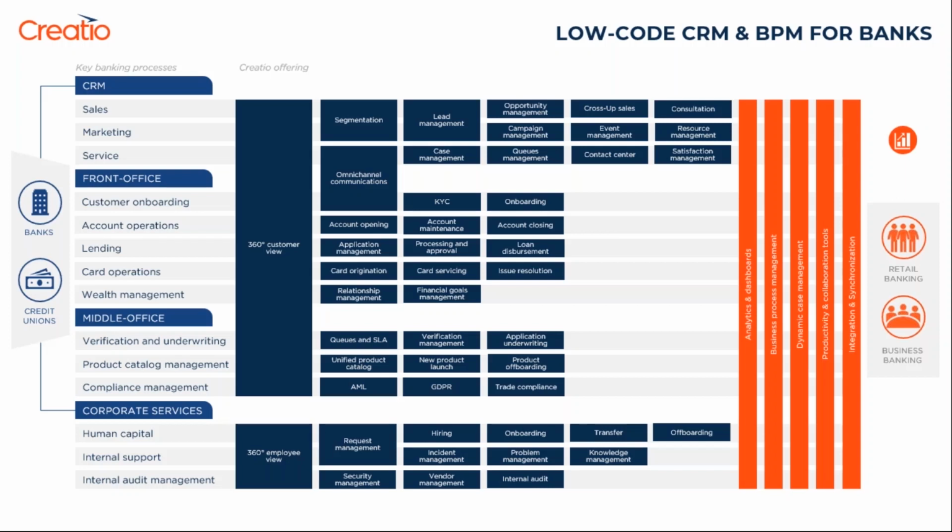First and foremost, everything starts with a 360-degree customer view, which you can see on the left-hand side there. Having all of that customer data in a single location will keep those front office employees from having to access multiple systems, multiple screens. Everything will be consolidated into a single view of that particular customer.